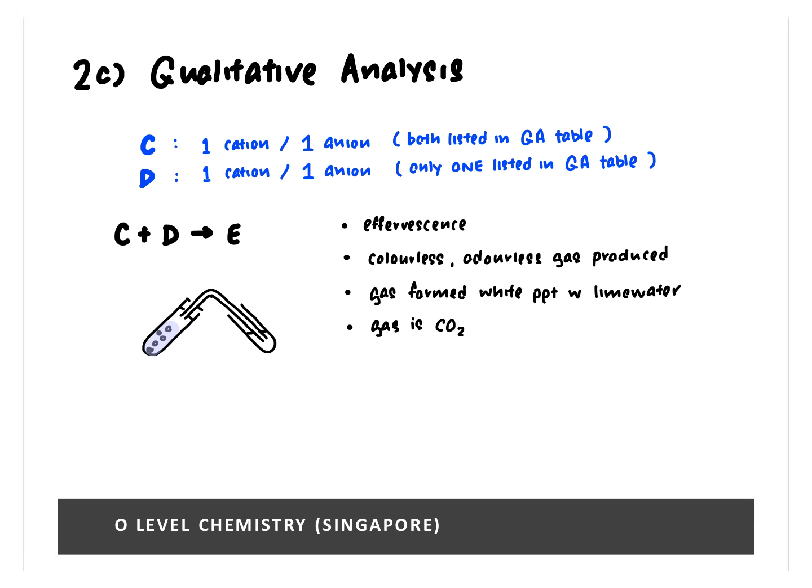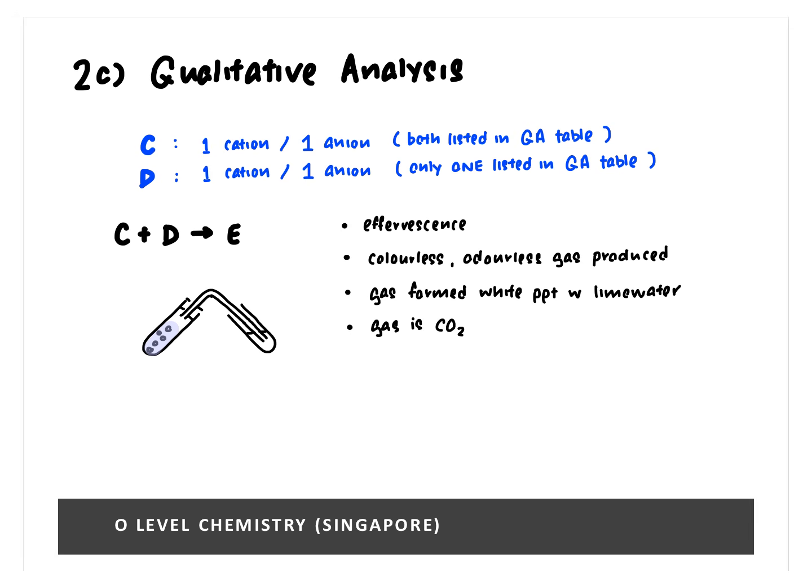D is a solution. You're supposed to add a solution to a white powder, and the question requires you to test for a gas. That should scream at you what gas you should be testing for. I repeat again, you're adding a solution to a white powder and you're asked to test for a gas. Obviously, that must be adding an acid to a carbonate, which will give you carbon dioxide gas.